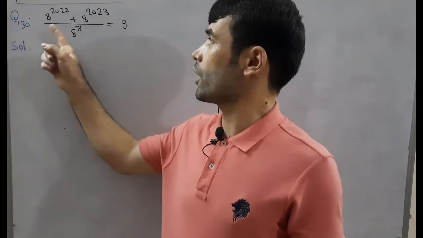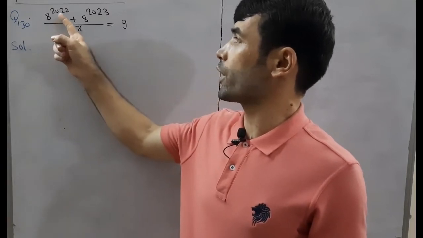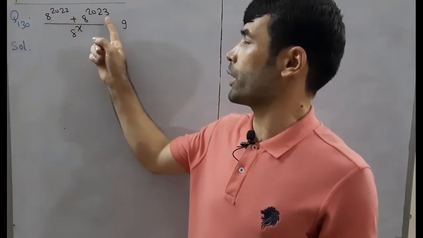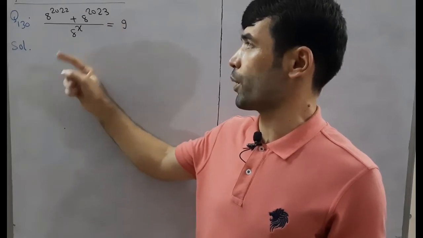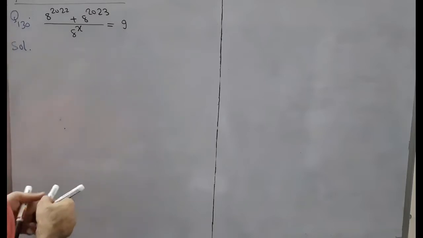Question 130. Here we want to solve this problem: (8^2022 + 8^2023) / 8^x = 9. Then we want to find the value of x.